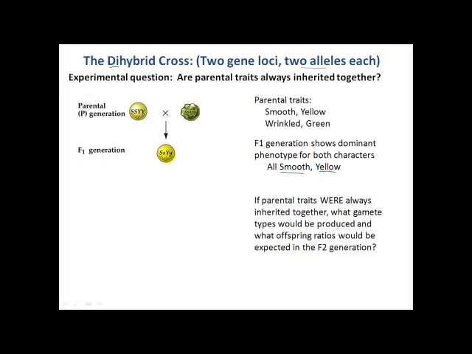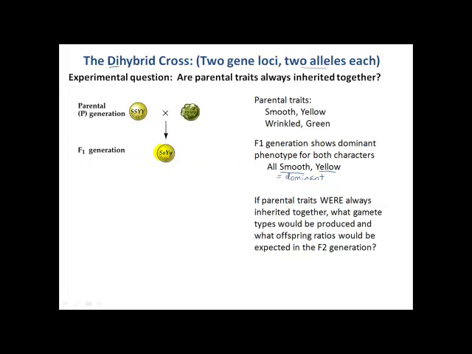Because the hybrids, which contain one allele of each type for each gene, right? So a smooth allele, a wrinkled allele, a yellow allele, and a green allele. And what we see is smooth and yellow. This tells us that smooth and yellow are dominant over wrinkled and green. So wrinkled and green are the recessive traits, smooth and yellow are the dominant traits. Now let's do the thought experiment.